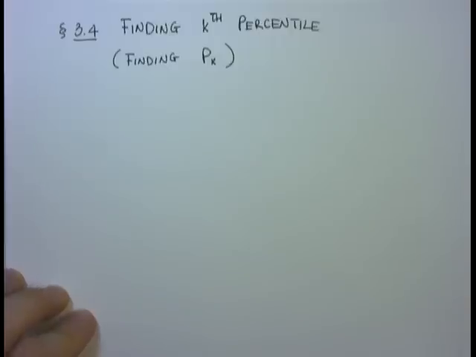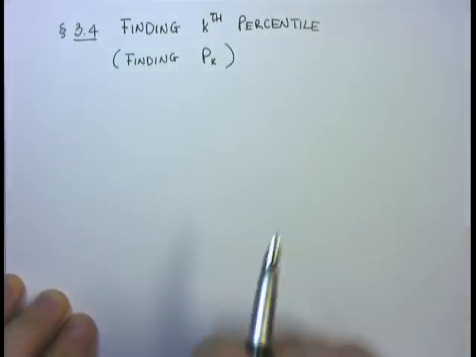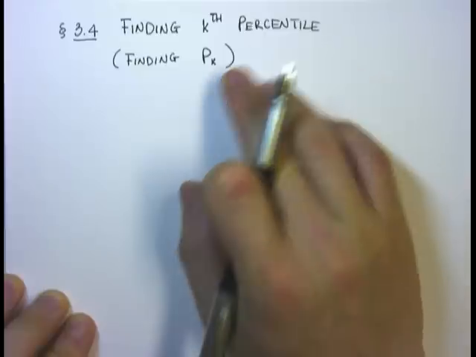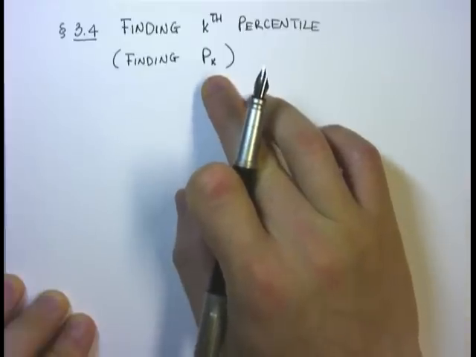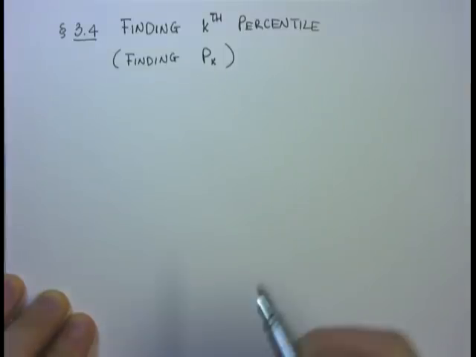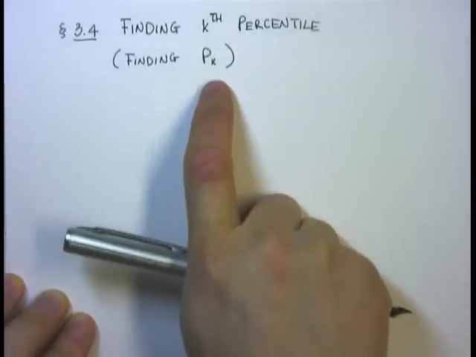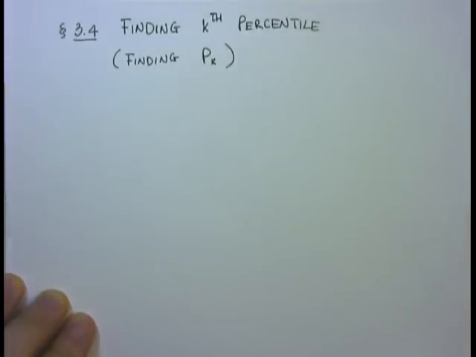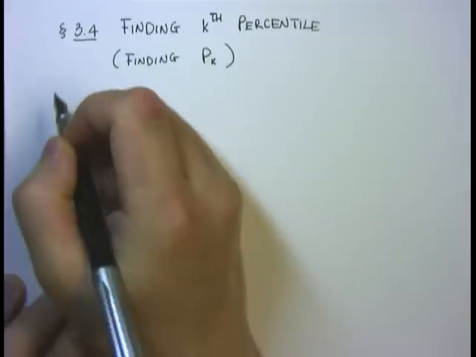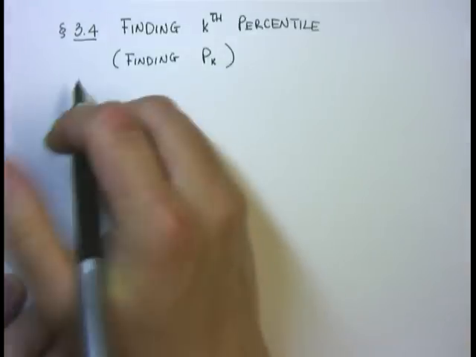So here we learn how to find the kth percentile of a data set. As a notation, a kth percentile is written as a capital P sub k. And a lot of the time, instead of saying kth percentile, I can simply say P sub k. So now we're going to look at some examples here.